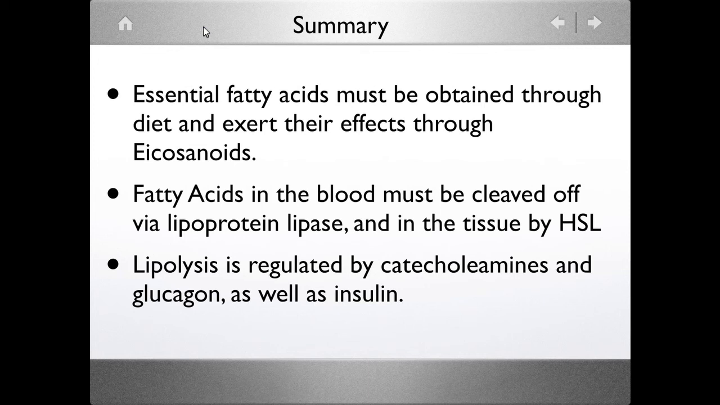Fatty acids in the blood must be cleaved off via lipoprotein lipase, and in the tissue via hormone-sensitive lipase. And lipolysis is regulated by catecholamines and glucagon, as well as insulin. When catecholamines are high, glucagon's high, and insulin's low, fatty acid metabolism is maximized.